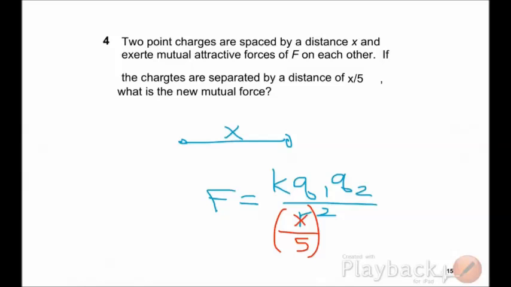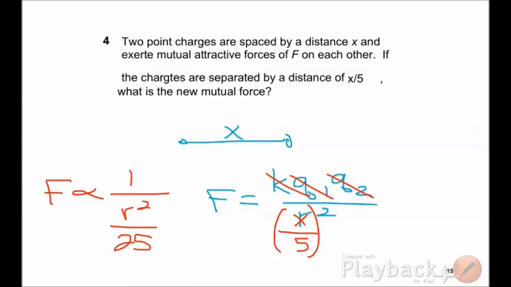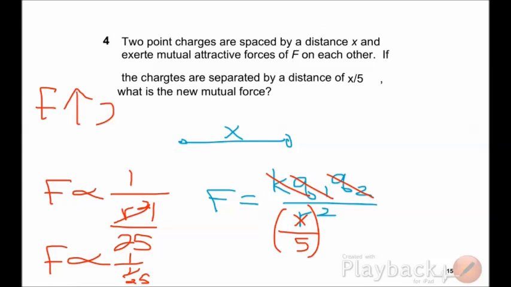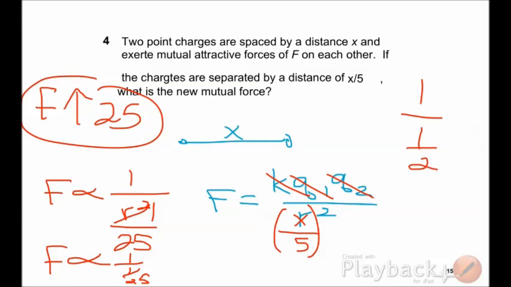Anything that stays the same can basically cancel out, so force is proportional to 1 over r squared over 25. Now the K and charges basically stayed the same, so those can also cancel out, and you get F is proportional to 1 over 1 over 25, which means my force increased by 25. Because remember, 1 over 1 over 2 is equal to 2. So 1 over 1 over 25 is equal to 25.